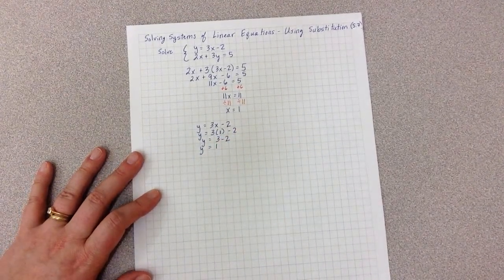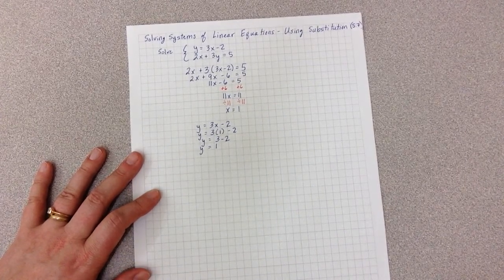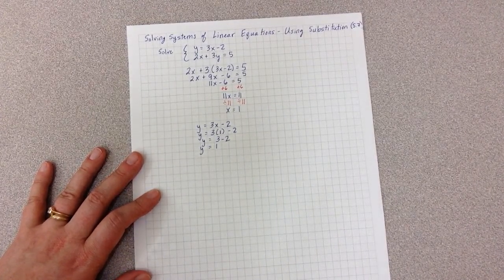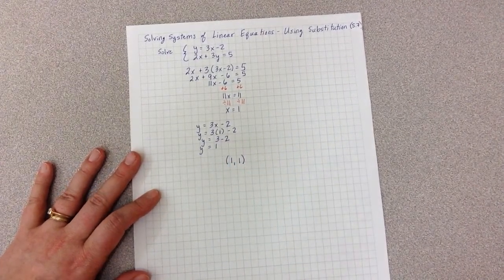And then again, because these are two lines, and if I graph them, they would intersect in a point, my answer is a point. So I write my answer as a point, x, comma, y.